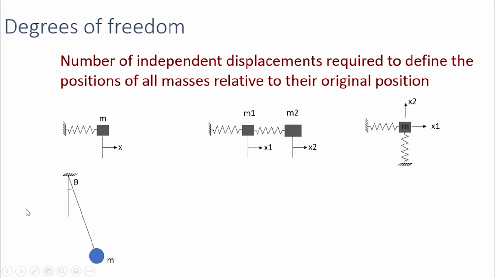So now let's see the simple pendulum. We have a string and a mass attached to it. What is the degree of freedom of this structure? How many degrees of freedom does it have?